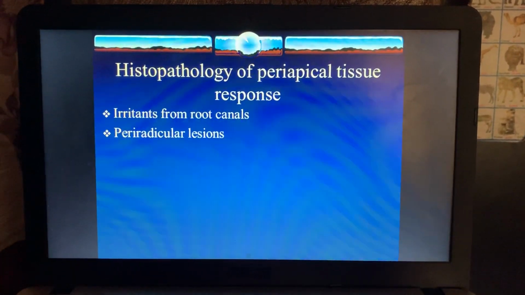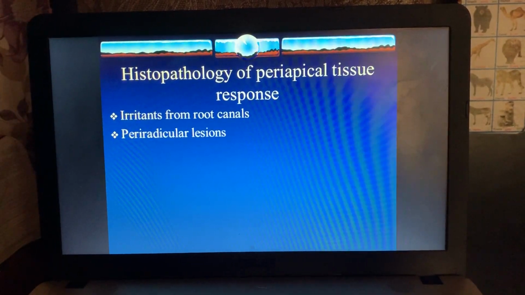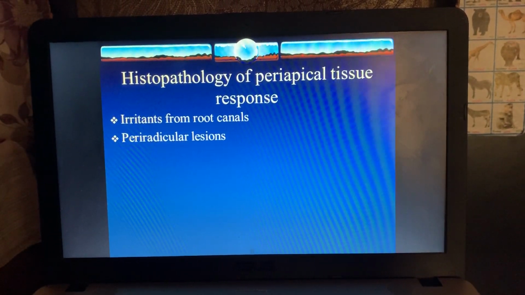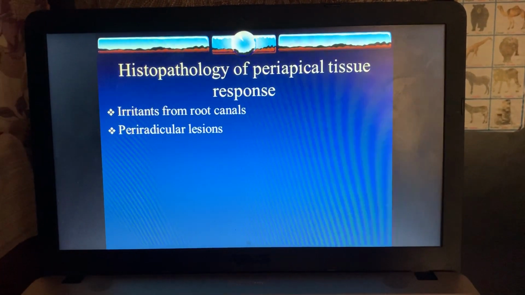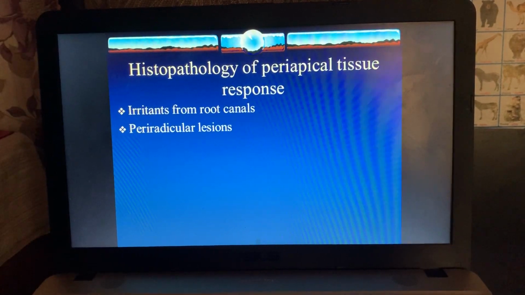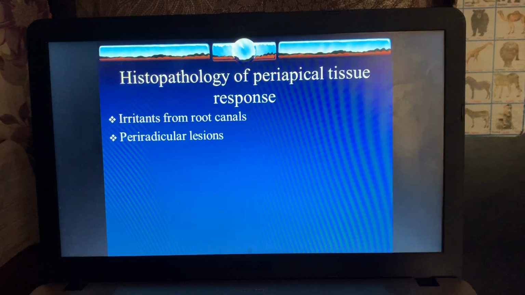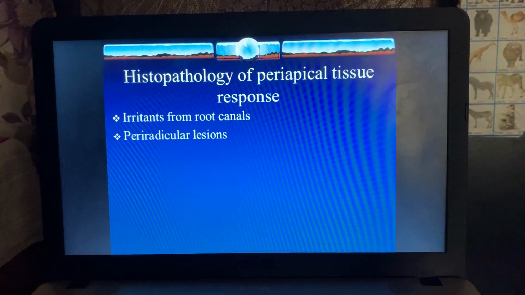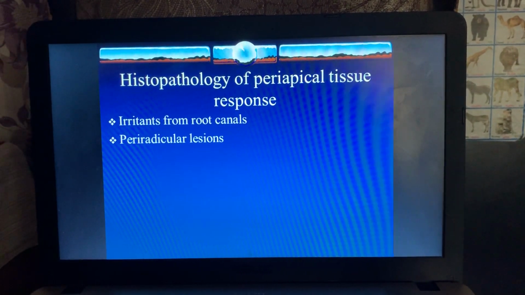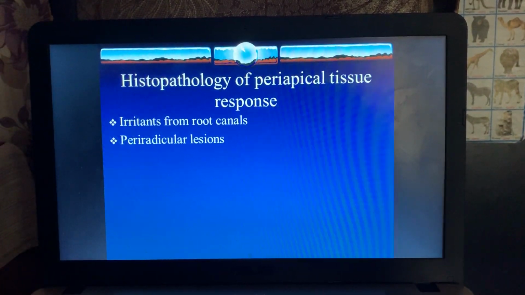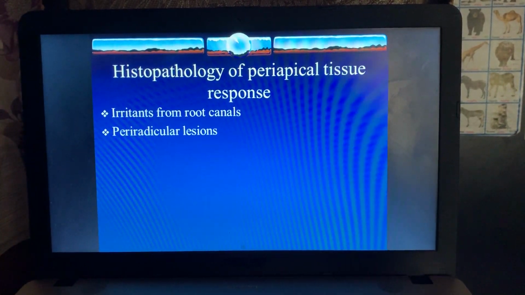Coming to the histopathology of periapical tissue response, the root canal of teeth contains numerous irritants, and infected root canals mainly contain a large number of microorganisms, so the root canal acts as a host for the microorganisms. These microorganisms penetrate into the periapical area, which leads to the formation of periradicular lesions.